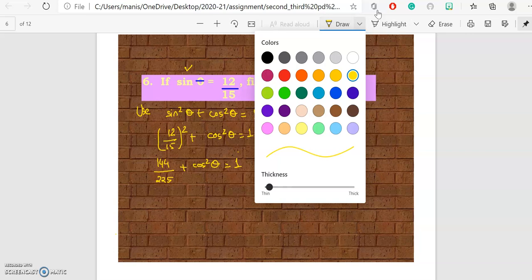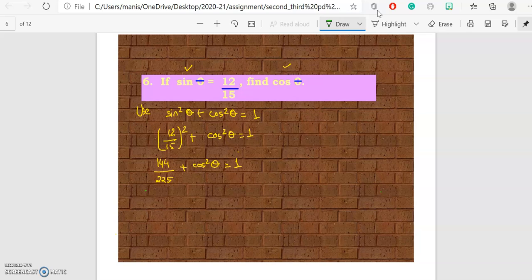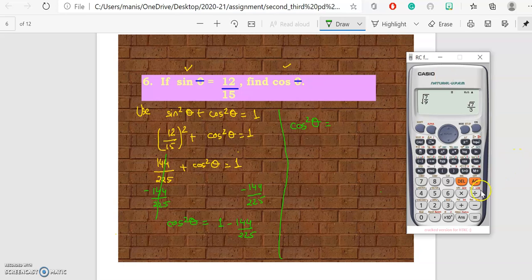After this step, I will change my color over here and I will subtract 144 over 225 from both the sides. So when I'm doing this, this gets cancelled out. Everything gets cancelled out. So now the next step is cosine square theta is equal to 1 minus 144 over 225. For this step, I will use my calculator to simplify this part. 1 minus 144 over 225.